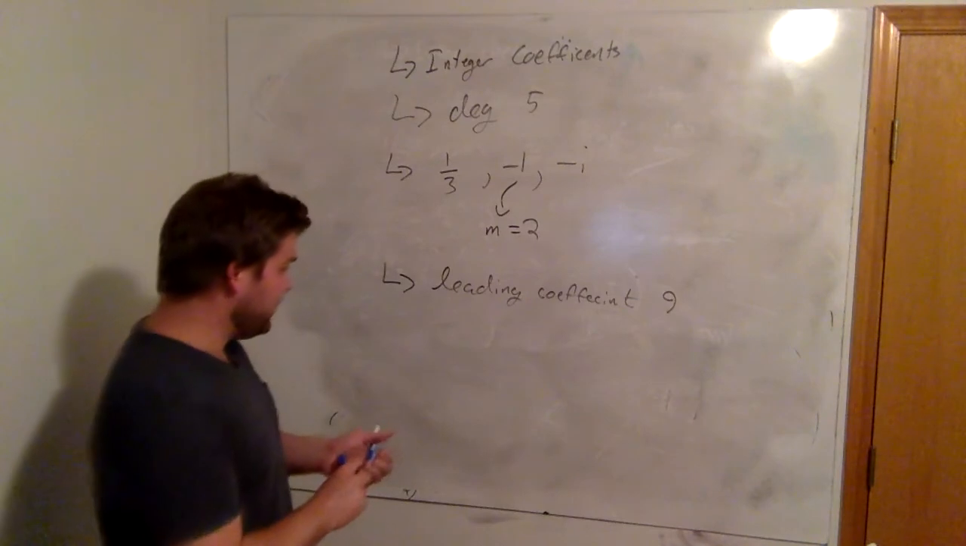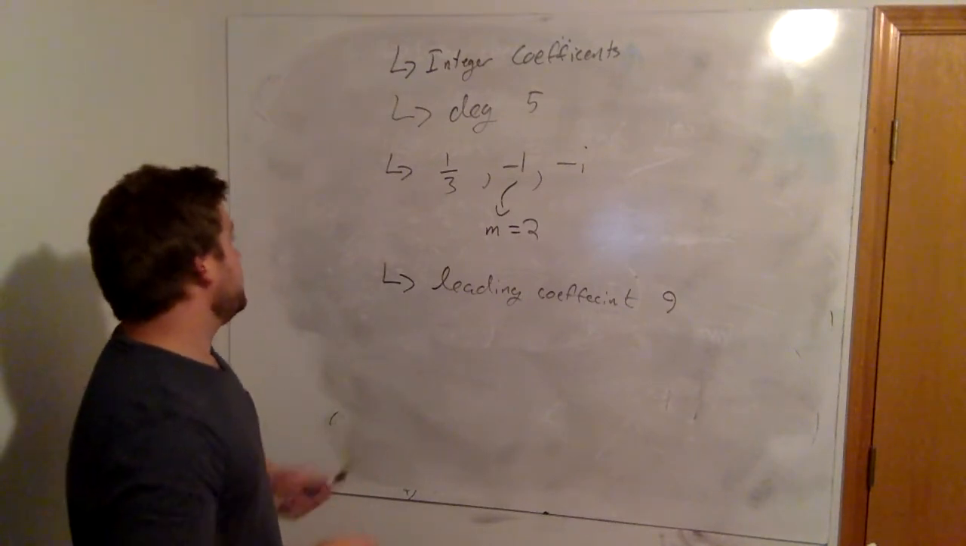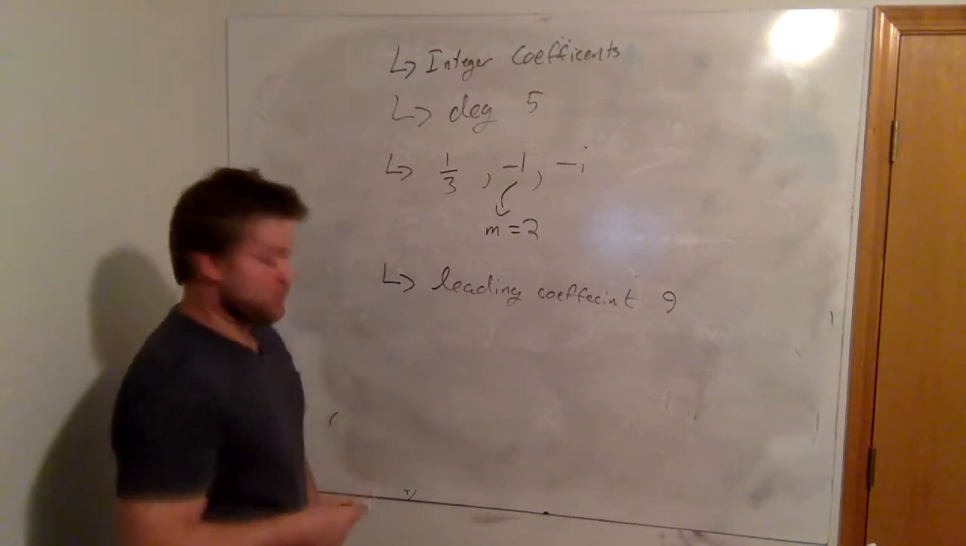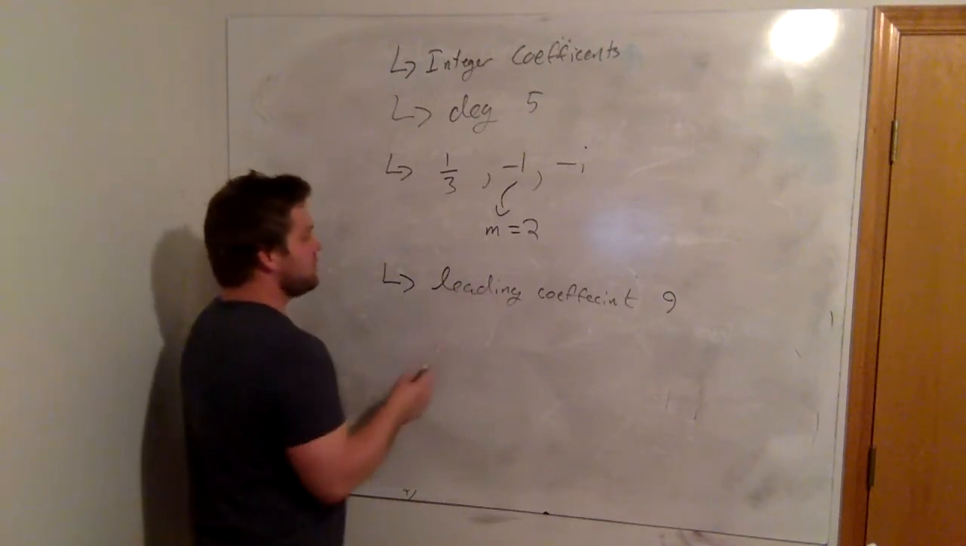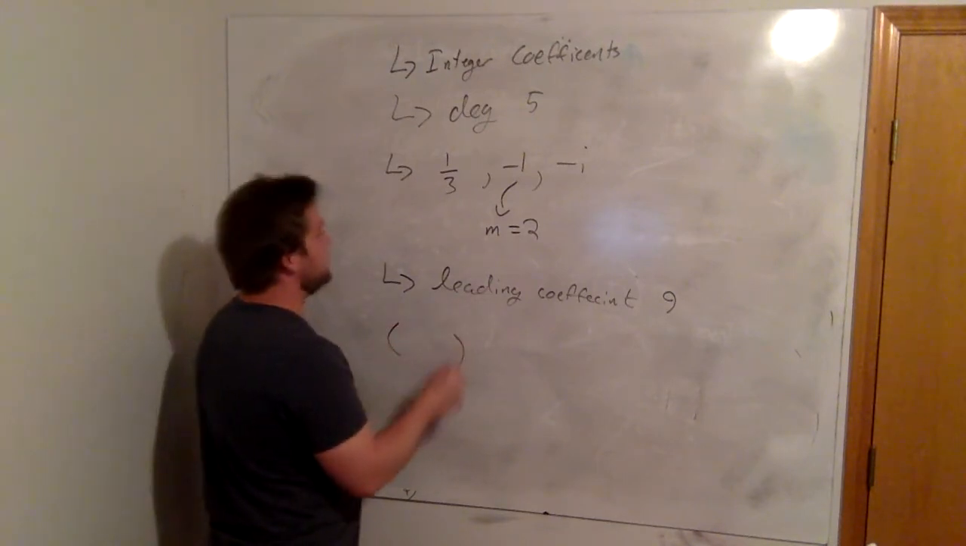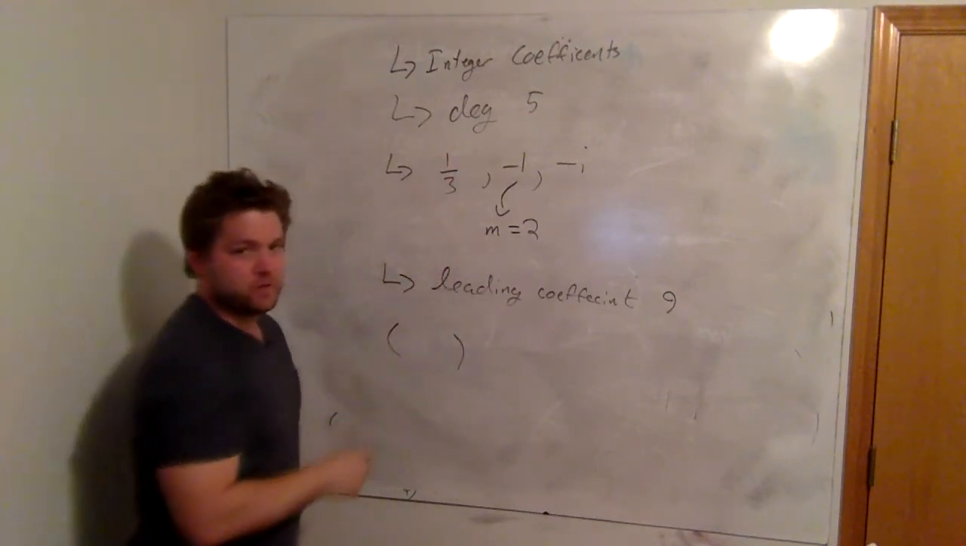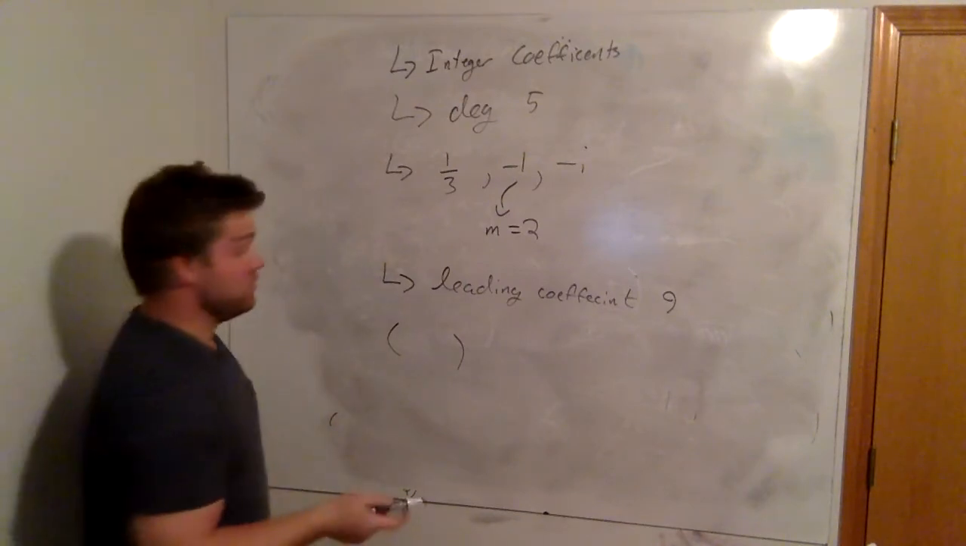Okay, so let's see what we're going to get here. Let's just start writing down the roots. First of all, what I would like to do here is I have 1/3 as a root. Now there's two ways I can make that as a root.